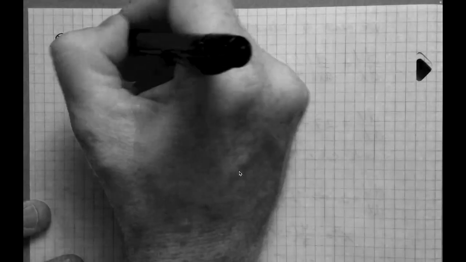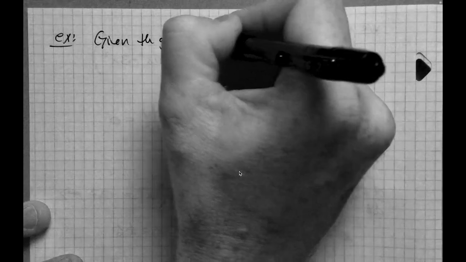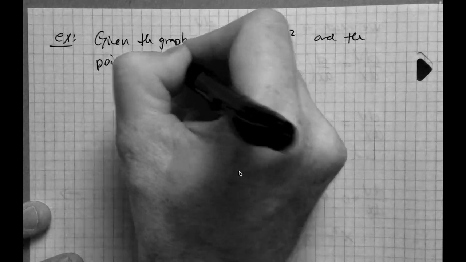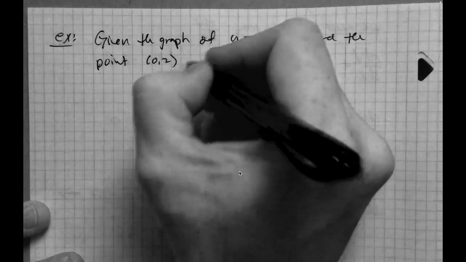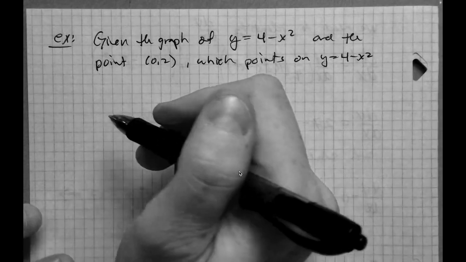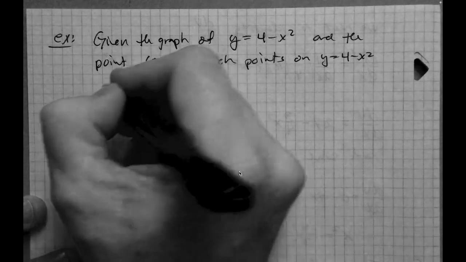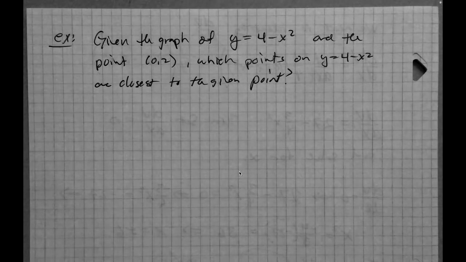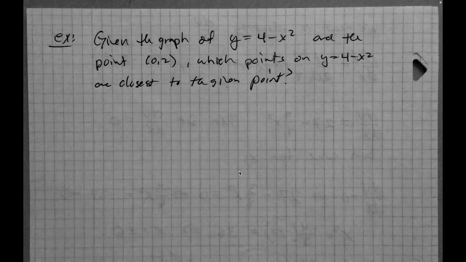Next up, let's take a look at something that is quite a bit different. From the one we just looked at, this is the kind of problem that you might expect to see more in a math class, right? So this one says: given the graph of y equals 4 minus x squared and the point 0, 2, which points on y equals 4 minus x squared are closest to the given point?